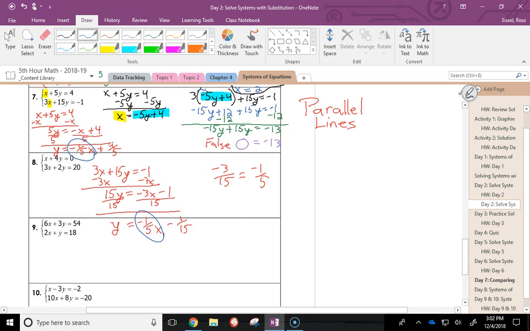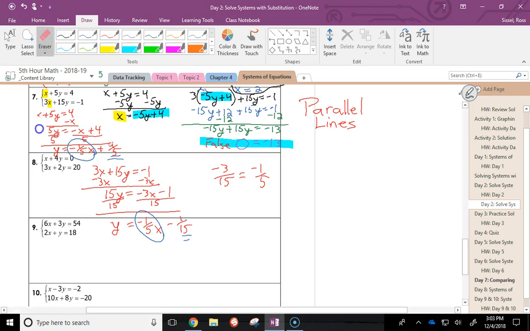So on this one, our two slopes were the exact same. We had the same slope. Our y-intercepts are different. Well, that's okay. Y-intercepts would have to be different for parallel lines. You have to have the same slope, different y-intercepts. So I was able to find out that we had parallel lines because when I substituted one of my variables in, the equation came out to be false, meaning no solution. And the only time we do not have a solution is if I have parallel lines.